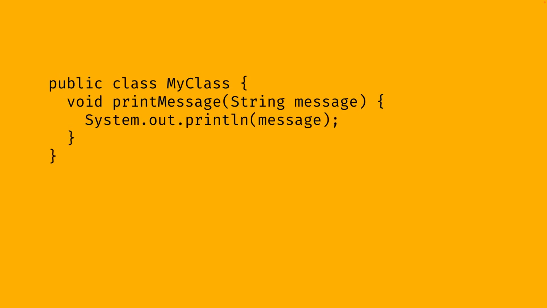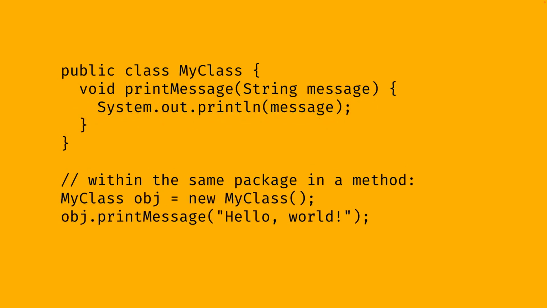Methods can also be default. And a default method is again a class member that can be called from within the same package as the class, but not from other packages. So to call the default printMessage method from within the same package as MyClass, we simply write MyClass, give the name object in this case, equals new MyClass, and then we can say object.printMessage and just access it. The only important thing is that this must be in the same package, otherwise the printMessage is not going to be accessible.